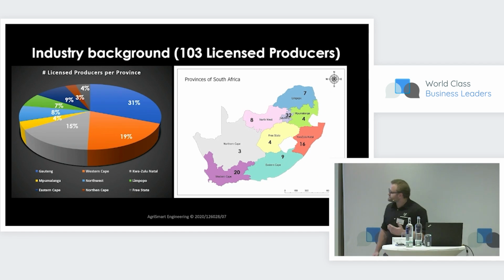Before I dive in, I just want to give you guys some background. When we founded the company in 2020, there were 15 licensed producers. As of today, we have 103 licensed producers in South Africa. On the right-hand side, you'll see a graph showing the breakdown of licenses per province, with the map on the left-hand side showing the provinces with the respective number of licensed producers in that region.